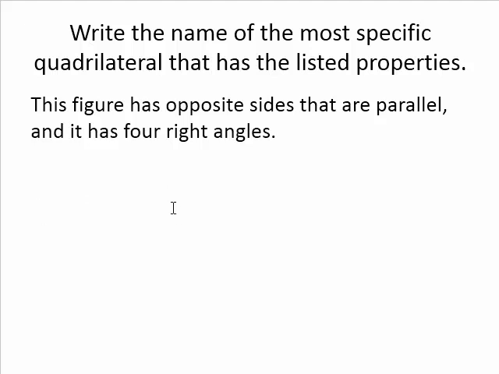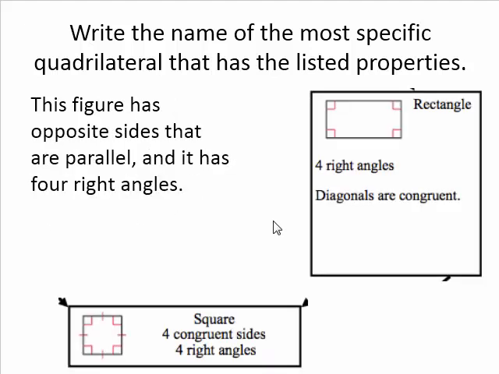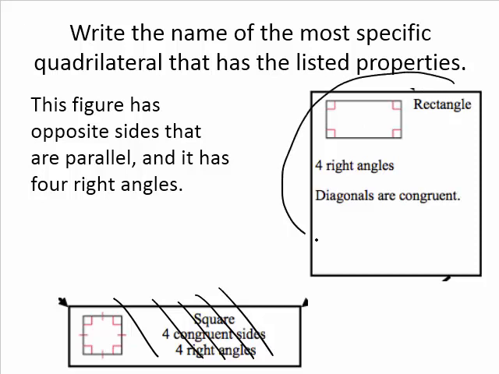This figure has opposite sides that are parallel and has four right angles. Now that key right there is four right angles. There are only two shapes that could possibly be. The most specific shape we can possibly get is, well, it's either rectangle or square, but the thing is, it doesn't say anything about the sides all being congruent. So it can't be a square, so it's got to be a rectangle. Four right angles, and its opposite sides are parallel. That's because it fits under the umbrella of a parallelogram.